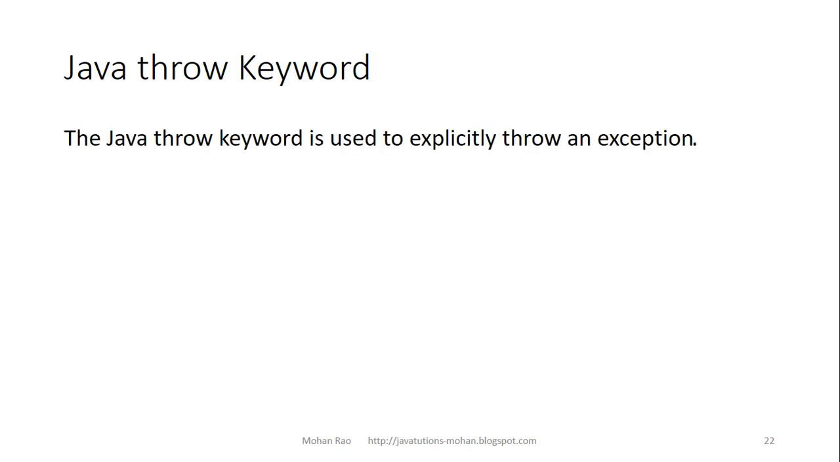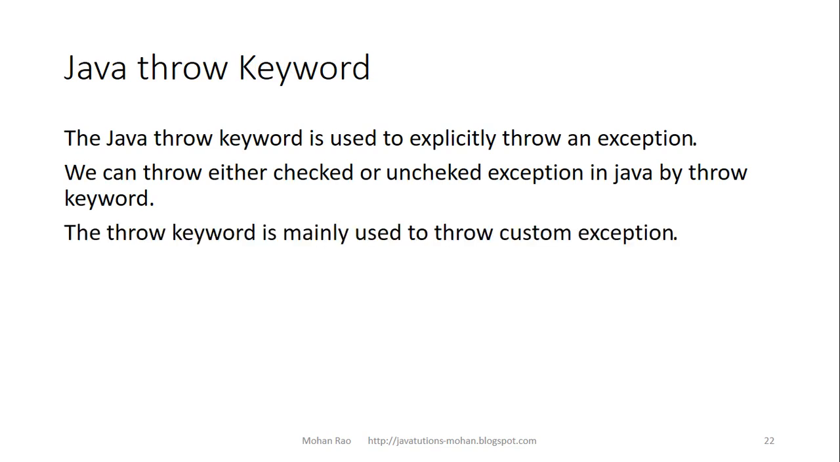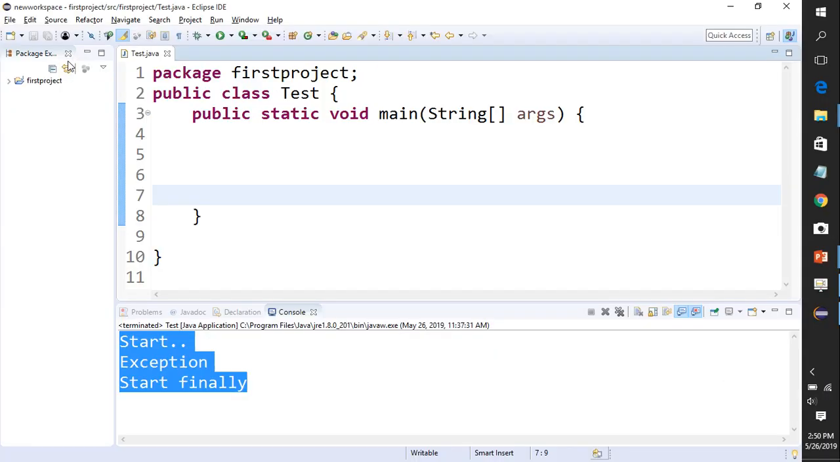Let us see what is Java throw keyword. Generally, Java throw keyword is used to explicitly throw an exception, and mainly it is targeted for custom defined exceptions. But yes, you can use this for both API as well as for custom defined exceptions. You can throw either checked or unchecked exception in Java by throw keyword. The throw keyword is mainly used to throw custom exceptions. This is the syntax, guys. Just throw new exception class. Let me show you the demo here.